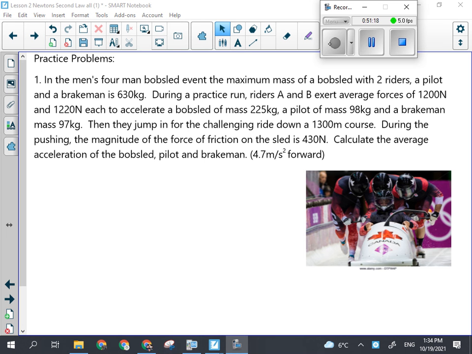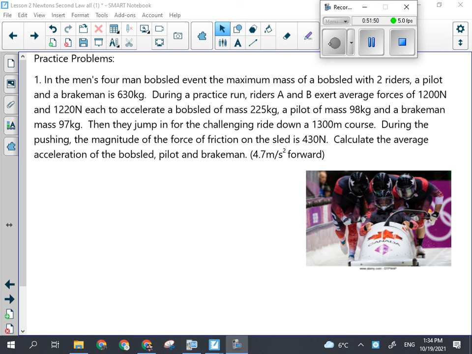Trick to this question. What's important, what's not? In the men's 4-man bobsled event, the maximum mass of a bobsled, two riders, a pilot, and a brakeman, is 630 kilograms. Am I going to need that number? Nope, completely extraneous. That's the maximum mass. This question is talking about when there are two people in the sled and two people are pushing, so it won't have a mass of 630 kilograms in this situation. Okay, so there's a misleading piece of information.